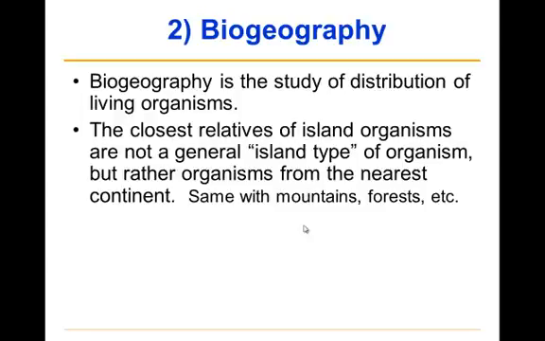For example, the ancestor of Darwin's finches was from South America, the nearby continent. And we find the same thing in mountains and in deserts. We don't have a general overall type, but we have types that are closely related to types that live adjacent.